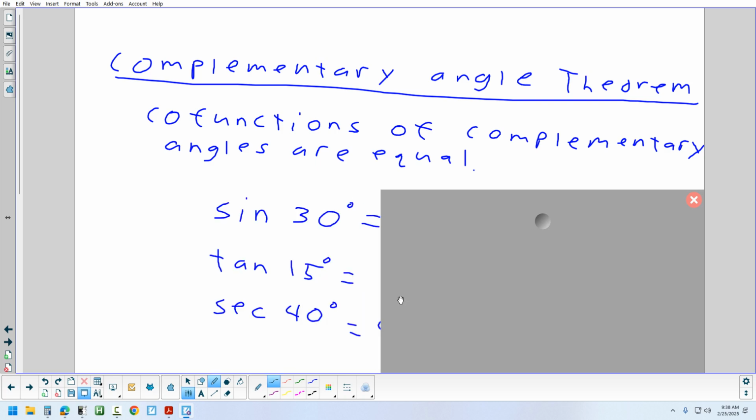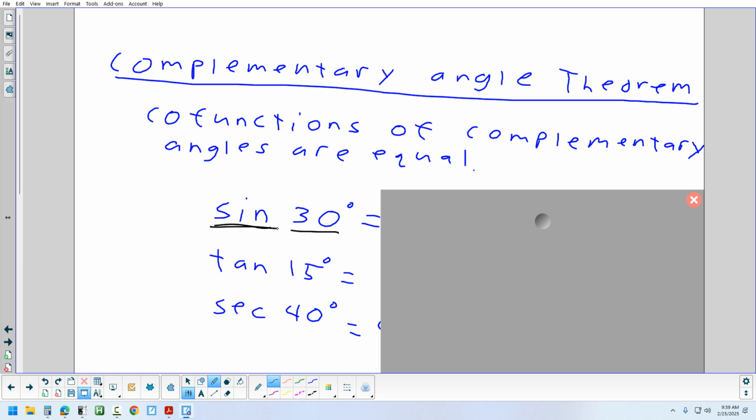So let's see if we can figure out what these would be the same as. To figure out something that's the same as it, find the cofunction, and then find the complement. So this isn't going to give you the answer for the sine of 30. What it's going to do is give you another way to figure it out. That's what it does.